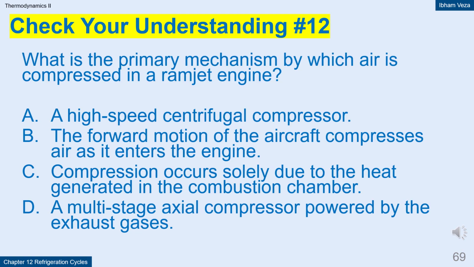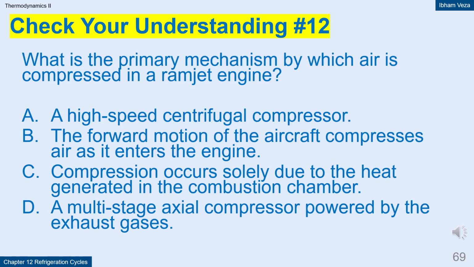Explanation of why other answers are wrong. A. A high-speed centrifugal compressor. Incorrect, because ramjet engines do not use mechanical compressors. Air compression is achieved through the aircraft's forward motion.